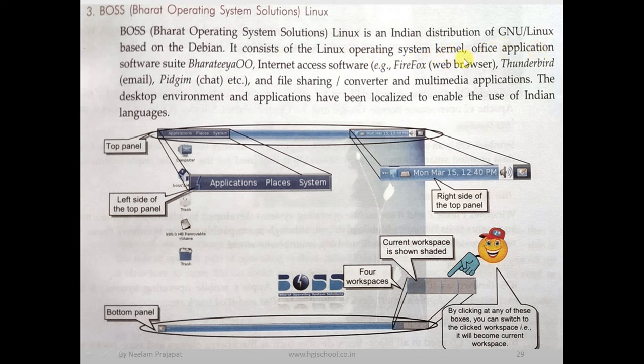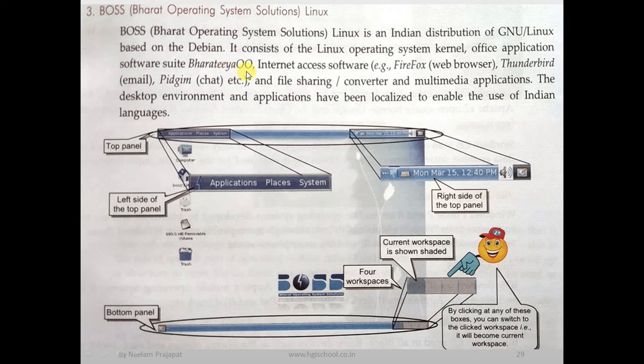Then Office applications are also there. Its Office application name is Bhartiya OO, like in Microsoft it is Microsoft Office. If we consider a free operating system, a free office suite, then it is Open Office. So here in Bharat operating system, they already have the application software for Office, the Office package in which we can create documents, PPTs, Excel, etc. Its name is Bhartiya Open Office.